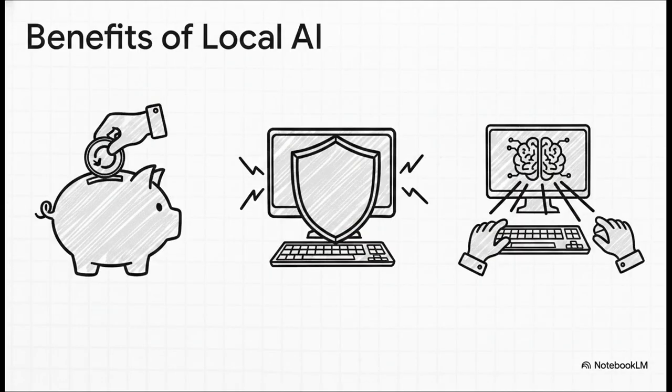And let me tell you, the advantages here are just game-changing. First up, cost. Most of these models, they're open source and completely free to use. Yep, free. Second, privacy. And this is a huge one, because everything is running on your machine. Your data never, ever leaves it. It stays with you. And third, control. You are in the driver's seat. You get to customize and use the AI however you want.